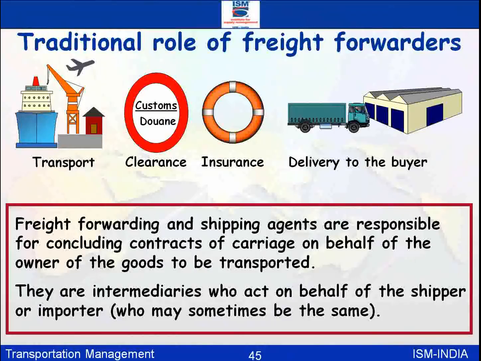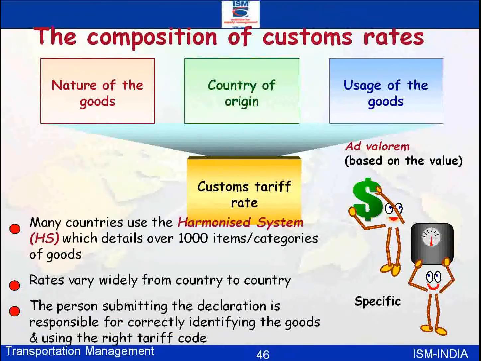Look at this traditional role of the freight forwarders. Now, here's the transport. Somebody has to get the custom clearance. Somebody has to do the insurance. So it's coming from one end, clearance part, insurance part, delivery to the port. So this whole thing, freight forwarding, or the shipping agent, are responsible for. They conclude the contract of the carriage on behalf of the owner of the goods. They are intermediaries who act on behalf of the shipper and a port. This is how it works.